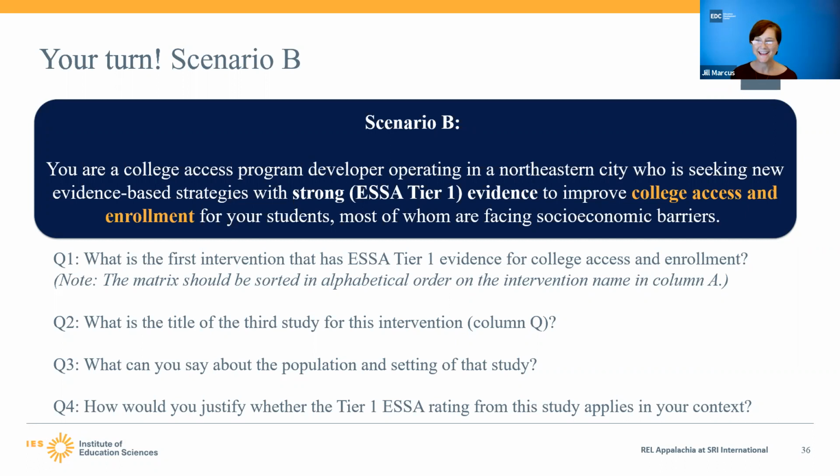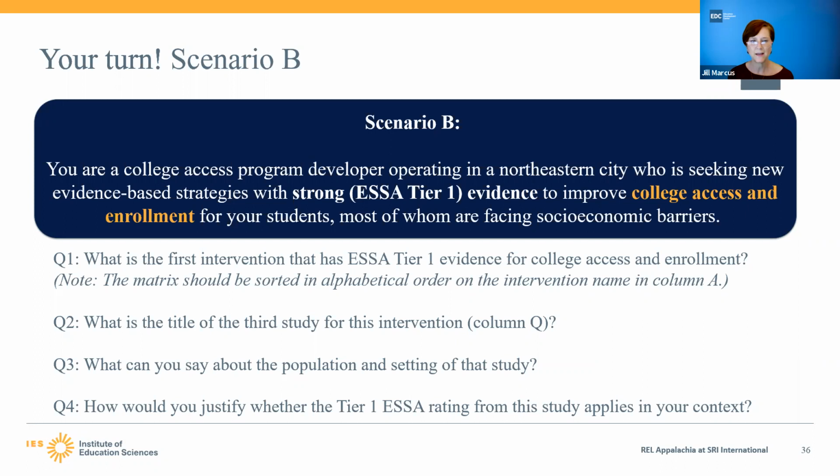Okay, welcome back. Did you find the answer to question 1? What is the first intervention listed that has ESSA Tier 1 evidence for college access and enrollment? The answer is the Accelerated Study in Associates Programs, ASAP.